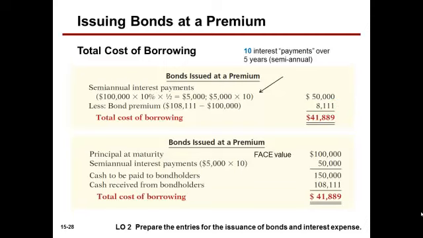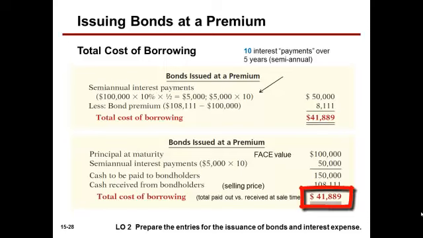Again, the principal at maturity, $100,000, will be paid back. And over the life of the bonds, the issuer will pay $50,000 to bondholders, a total of $150,000. What was the cash that the issuer received from the bondholders when it was sold? $108,111, the selling price. So again, let's look at the difference between the total that will be paid out by the issuer versus the amount received at the time of sale. $150,000 less $108,111, $41,889, total cost of borrowing over the life of the bonds.